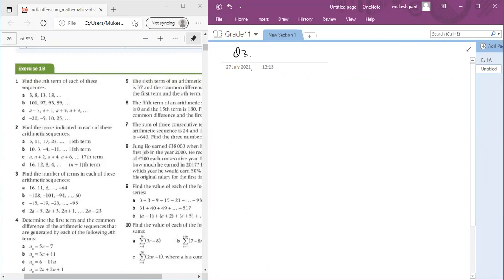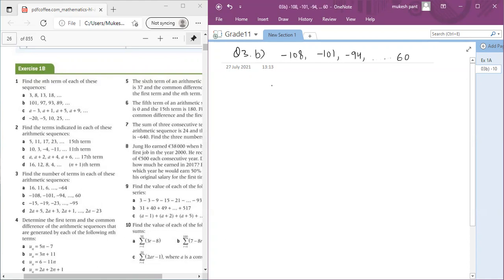Question number 3, we take its part B, 3B. So what is the series? The series is minus 108, minus 101, minus 94, and so on, up to 60. Okay, this last term is given.